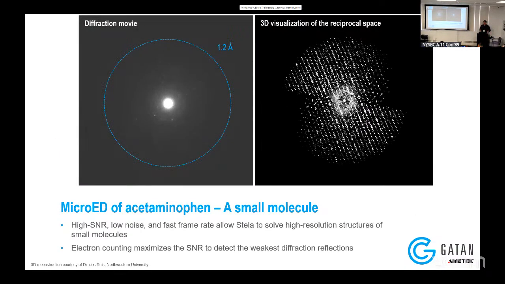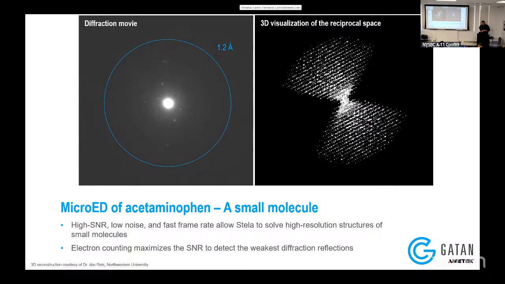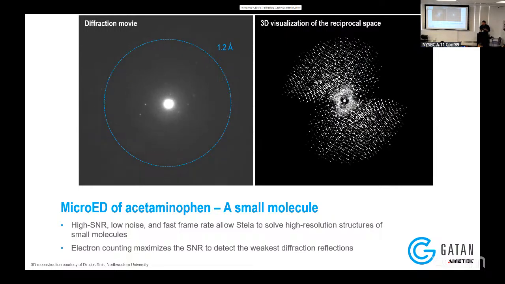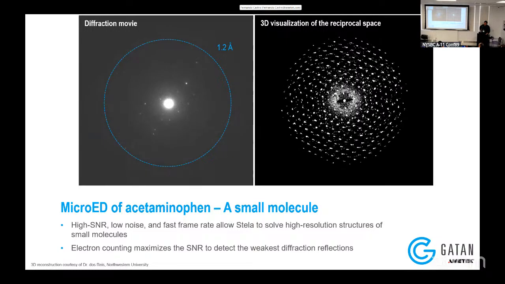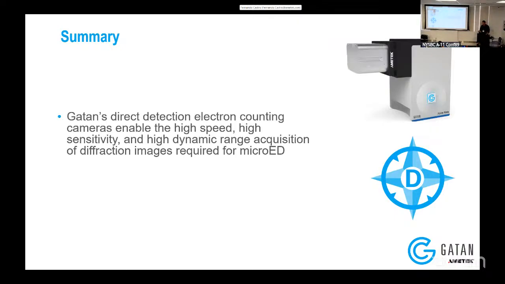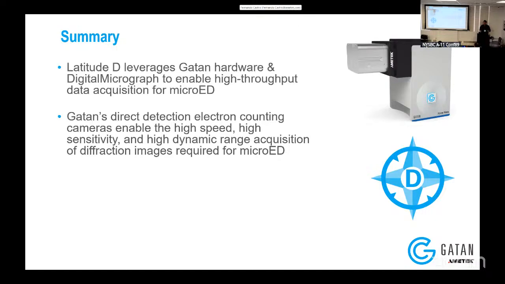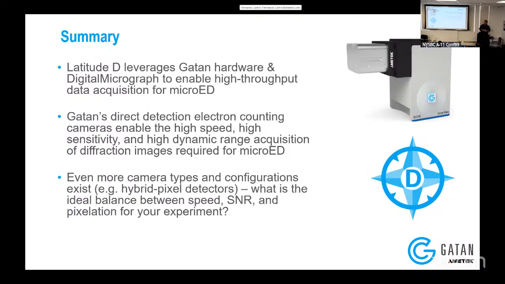This is just a quick example that my colleague from Detectors already showed of doing MicroED on acetaminophen. You can get really nice results. This is actually from a hybrid pixel camera, which just brings me to the summary of my talk. The idea being that with direct detection, you can get really nice diffraction patterns for your MicroED experiments. We have the Latitude D software that lets you automate the acquisition. But even though I've been focusing on direct detection, there are other types of cameras out there, like hybrid pixel, which Gatan also offers, I'll mention.